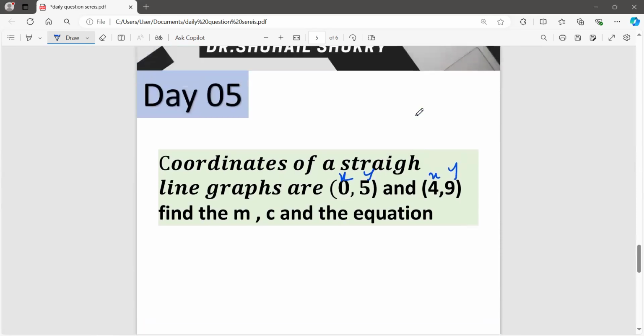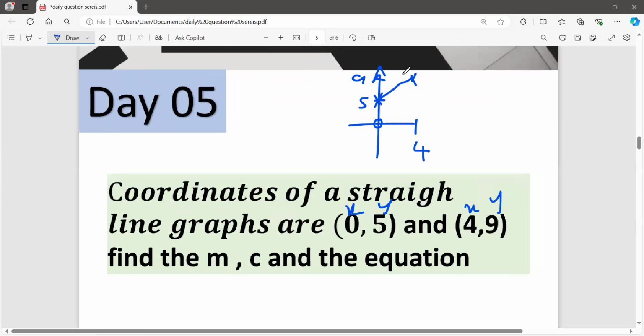So if you just mark this on a straight line graph, you get one point which is (0, 5). If I mark 5 here, this is 0. So one point is here, (0, 5). Here the x value is 4, and here the y value is 9, like this. Now this is the other point. Now I have a graph with 2 points like this.